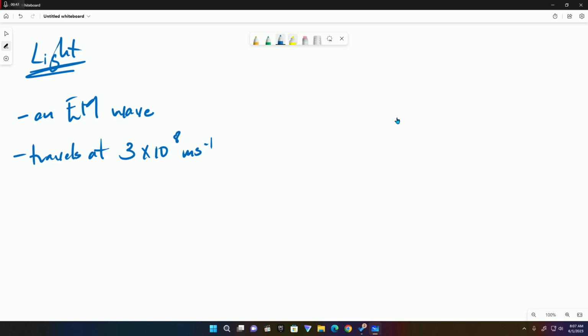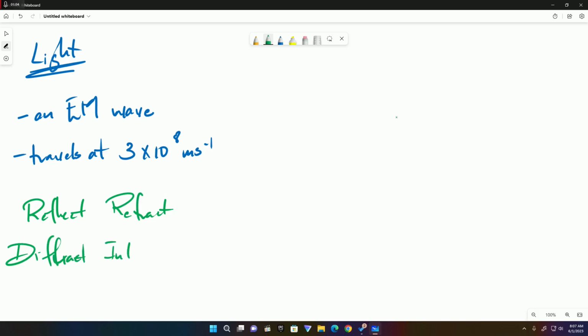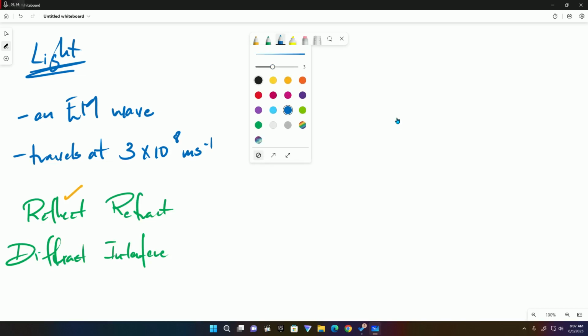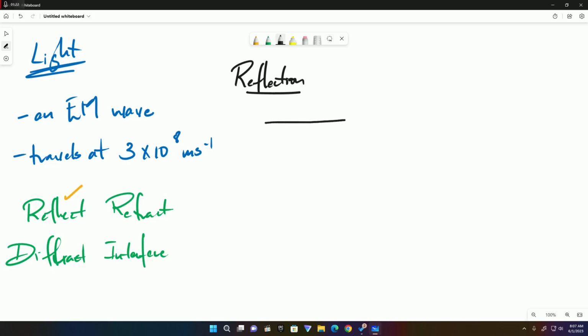Now, the reflection of light. Like I said previously, all waves are expected to reflect, refract, diffract, and interfere. We will now look at reflection. So let us go. Reflection. Well, the reflection of light is pretty straightforward.